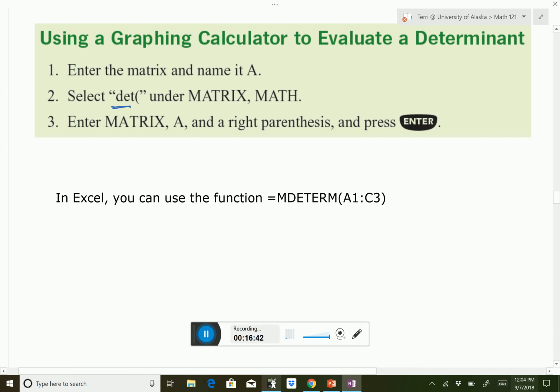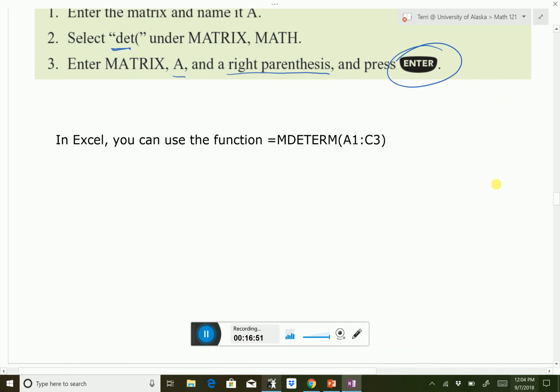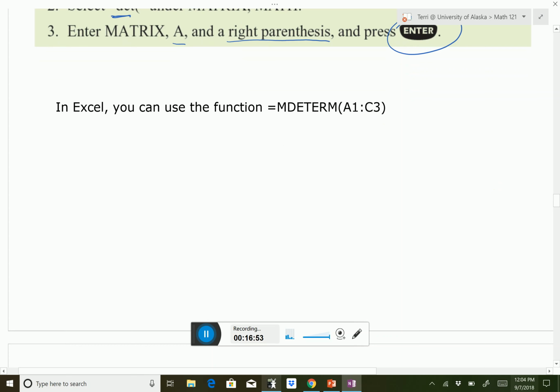So we did that. And I didn't even add the right parenthesis. That's not necessary. I just pressed enter. Now what's really cool is if you have a matrix in Excel, you can actually use this function called MDETERM. I'm not going to show that right now, but it's just a nice thing to know that you can do that also in Excel.